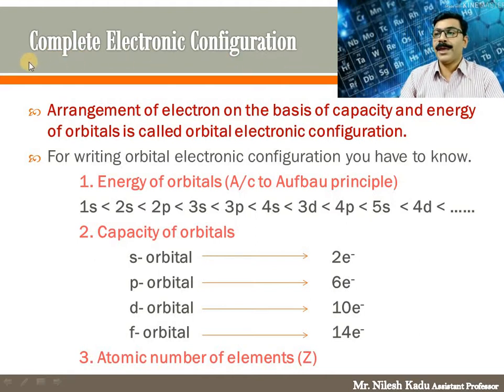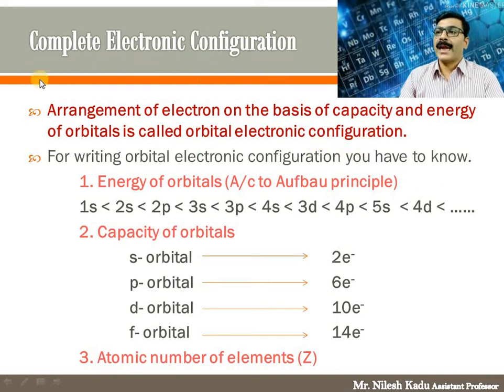But what is called orbital or complete electronic configuration? Now it is the arrangement of electrons on the basis of capacity and energy of orbitals. Means if you have to fill up the electrons on the basis of capacity of orbital and energy of orbital, so it is called orbital electronic configuration. Means the arrangement of electrons on the basis of capacity and energy of orbitals is called orbital electronic configuration or complete electronic configuration.